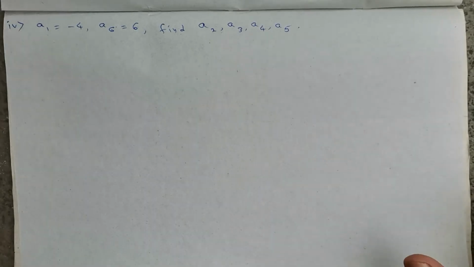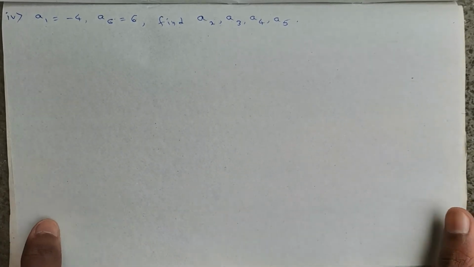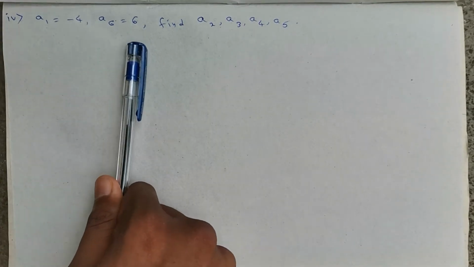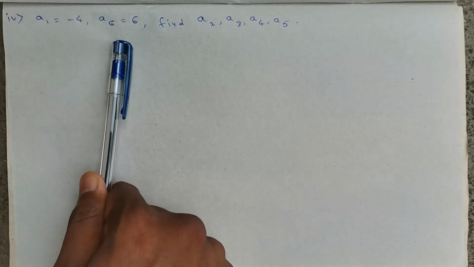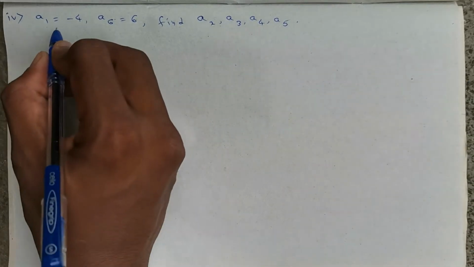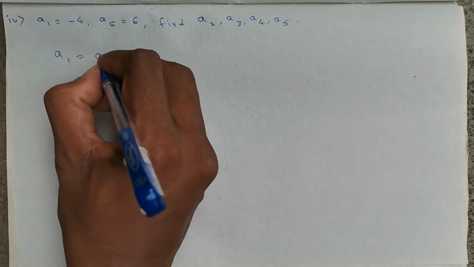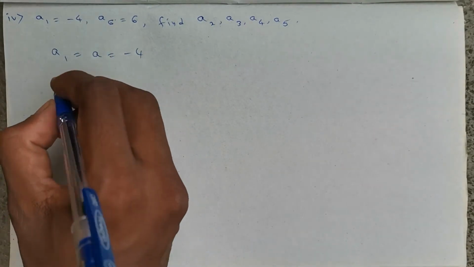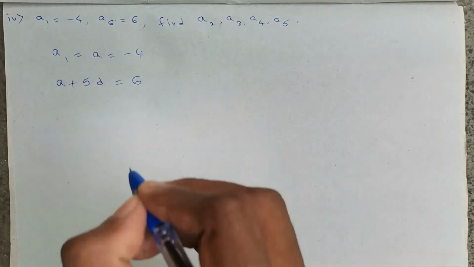Okay, the next question is A1 is equal to minus 4 and A6 is equal to 6. The first term and sixth term are given. He is asking to find A2, A3, A4, A5. So the first term and sixth term are given and he is asking to find the middle terms, that is 2, 3, 4, 5. Now A1 is nothing but A. So A1 is equal to A, which is equal to minus 4. Next A6. A6 is nothing but A plus 5D. It is given as 6.